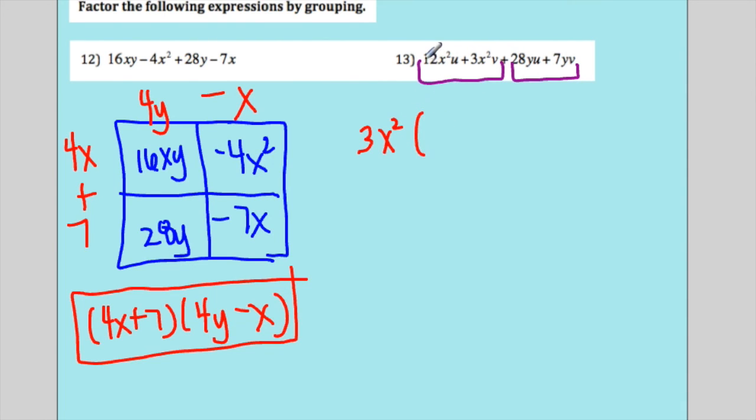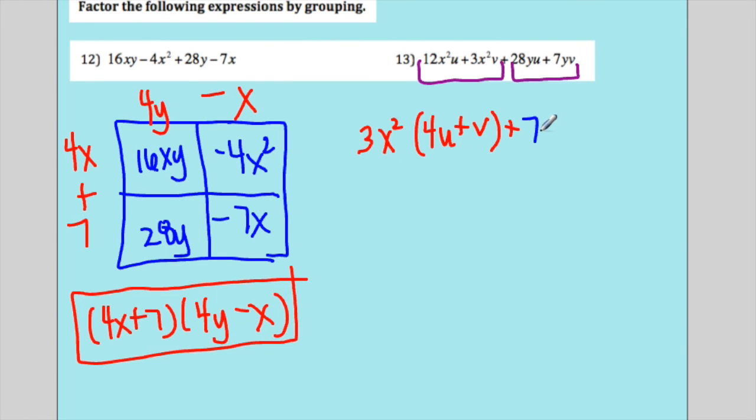Okay, so parentheses. 3 times what gives you 12? 3 times 4. X squared times, well, we already have that. And the only thing I need to leave is the u. Plus 3 times what gives you 3? Well, 1. We already have the x squared, so I just have the v. Now here, notice there's a plus sign, so I'm going to write a plus. They're both positive.